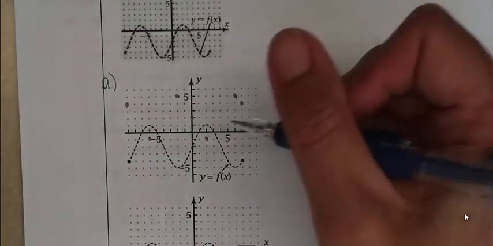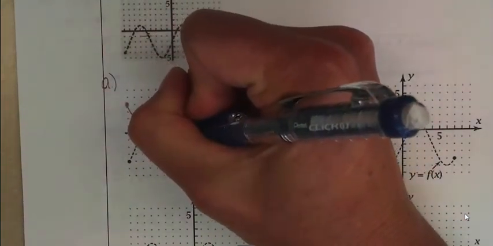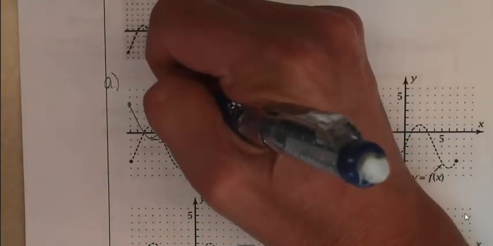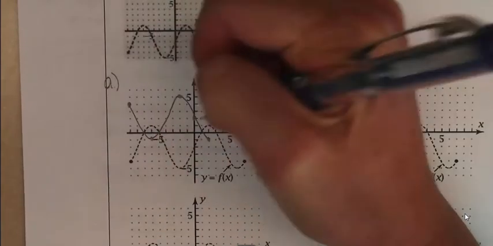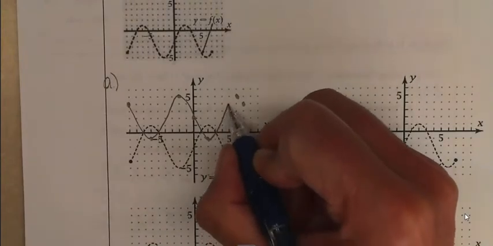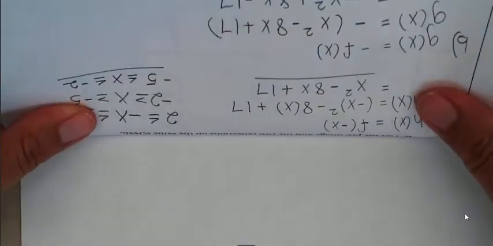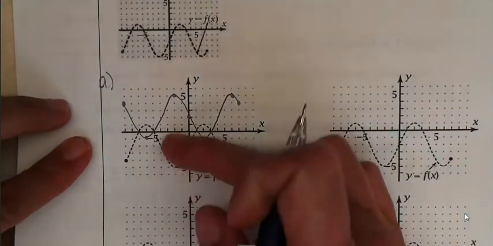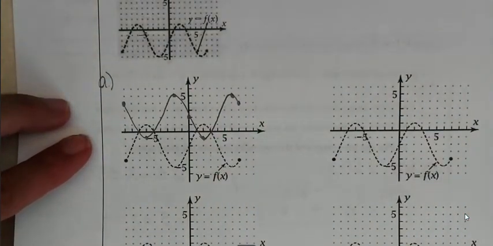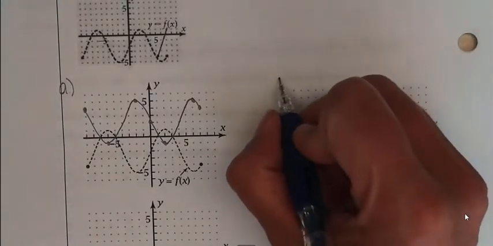Okay, so now connecting these dots, my graph should look like a reflection over that x-axis. Pretty close. And so basically, if I folded it on the x-axis, would this reflect, right? Is it like a mirror image? Okay, so that's A.